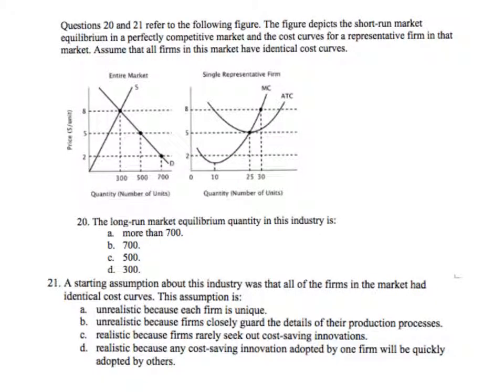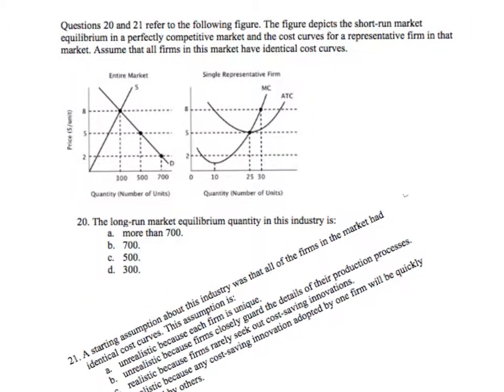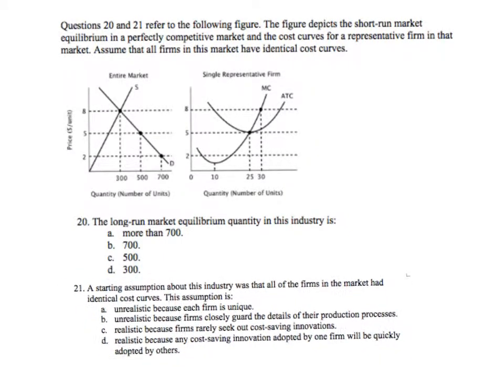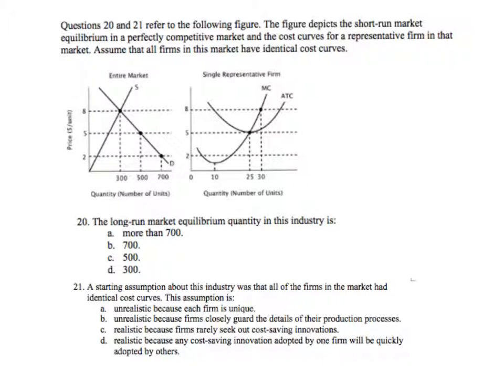All right. So again, this is another one. I think people missed both. Some people missed 20 and some people missed 21. I'm trying to move 21 so it's the same size as 20. All right. Back to my pen. So let's see what we got here. They refer to the following figure. The figure depicts the short-run market equilibrium in a perfectly competitive market and the cost curves for a representative firm in that market. Assume that all firms in this market have identical cost curves.